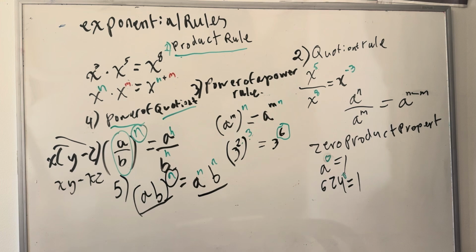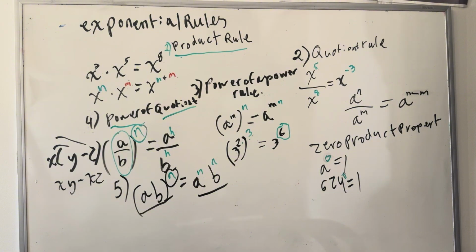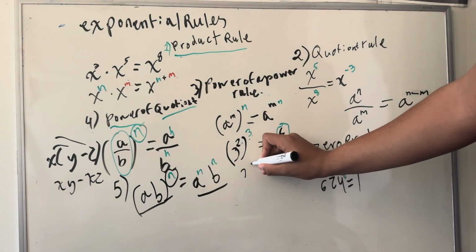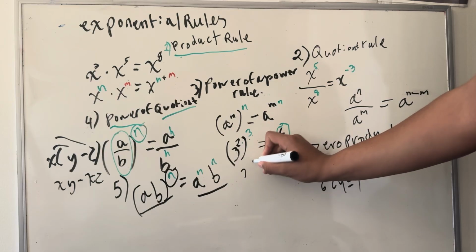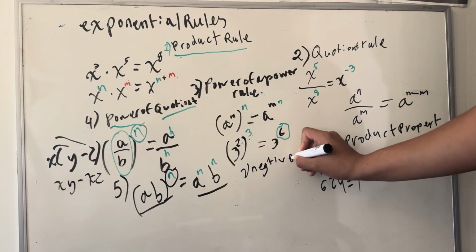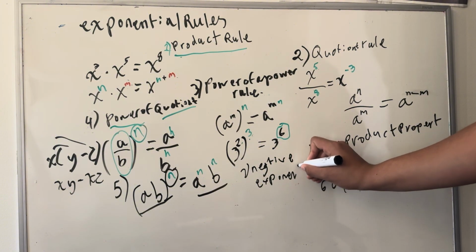And the last one, we have some free real estate. And this one is the negative exponent rule.